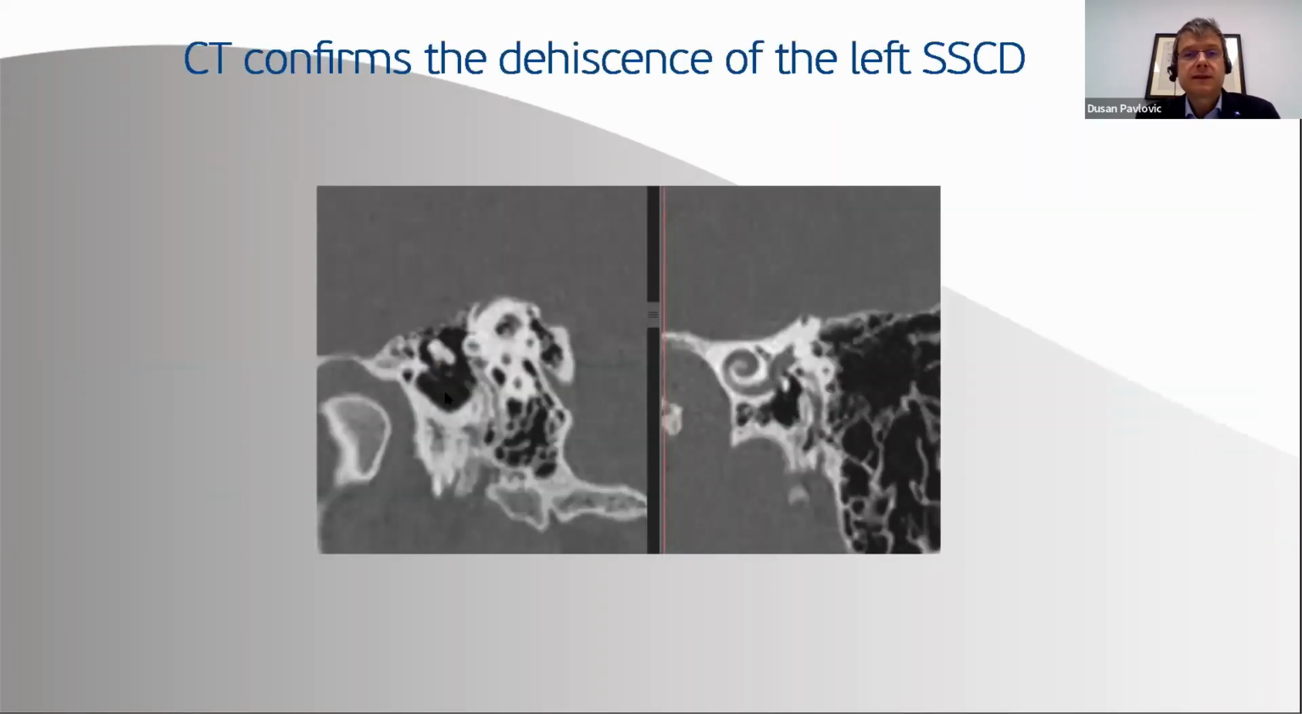And here is a CT scan. The CT scan actually confirms dehiscence, and here is the superior semicircular canal, which is widely opened, and on this coronal section, we also see that the upper part of the canal is open.